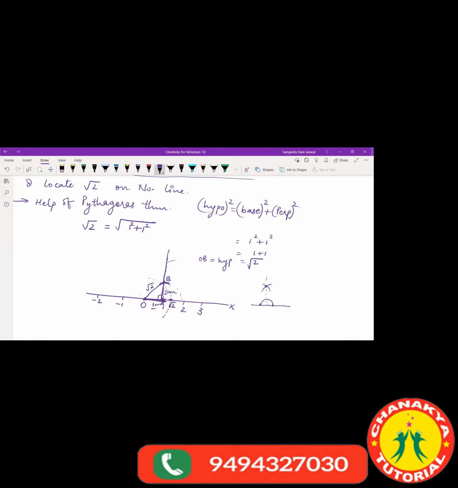Ma'am, I have one doubt. After we place the compass on O, where do we mark the line? After you place your compass pointer at O, take your measurement of the radius as OB and just make an arc like this, which cuts the x-axis at some point, and that point is your √2. I hope I'm clear.